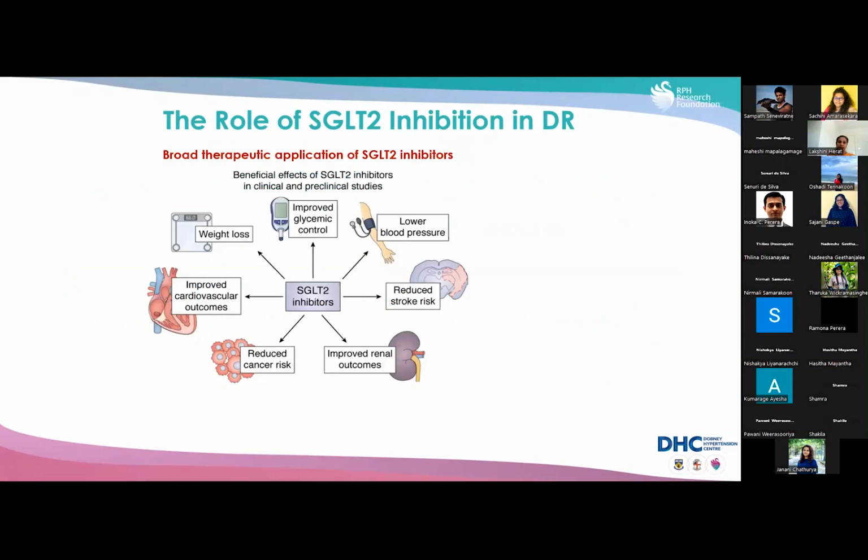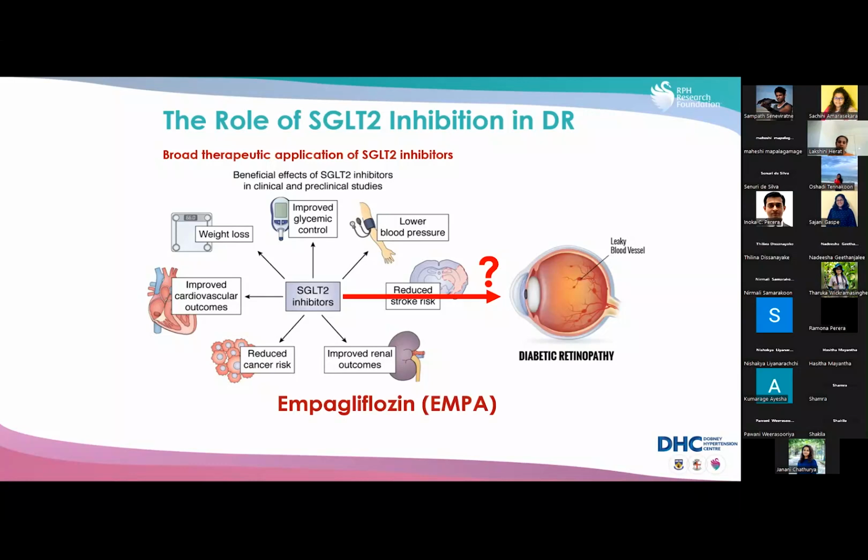Given the broad therapeutic application of SGLT2 inhibitors, such as its role in reducing blood glucose levels, blood pressure, stroke risk, and so on, we wanted to understand its application in the context of diabetic retinopathy. So in this study, to identify this role, we investigated the SGLT2 inhibitor known as empagliflozin. To those who may not be aware of it, SGLT2 inhibitors have a wide range of specific drugs. Empagliflozin is just one out of many. There are others such as dapagliflozin, canagliflozin, and so on and so forth.